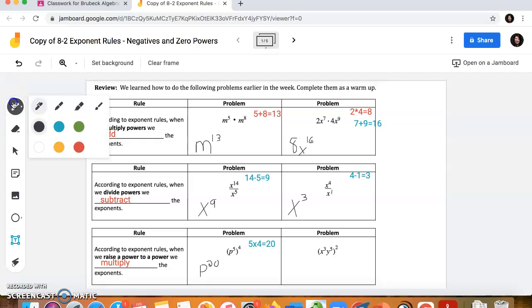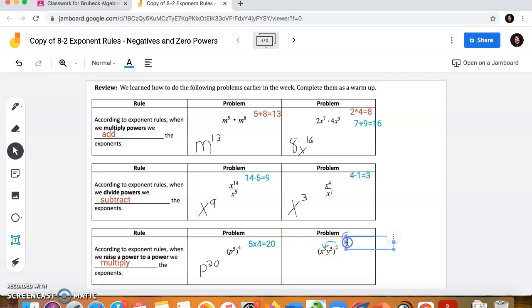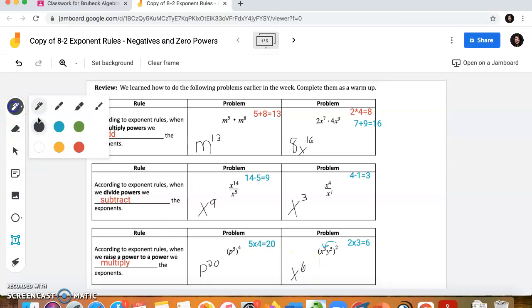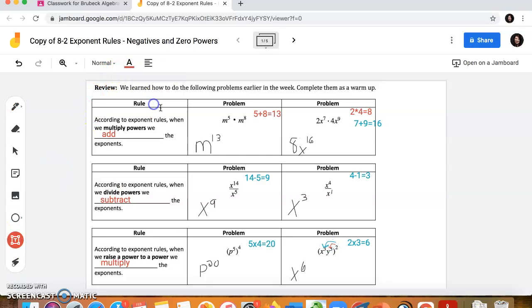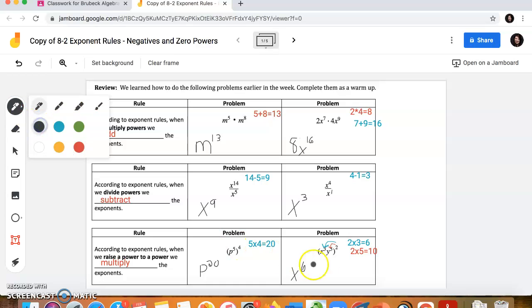And then for our last one, we need to make sure we multiply our 2 times all of our exponents. So first we need to do 2 times 3, which is 6. So we're going to have x to the 6th power. And then next, we need to do the 2 times the 5. And 2 times 5 is 10. So we're going to have y to the 10th power.